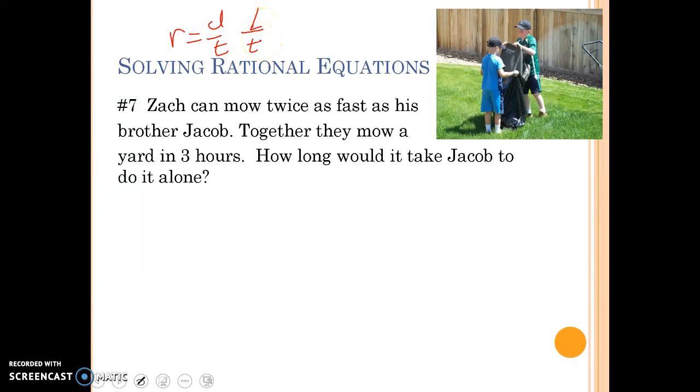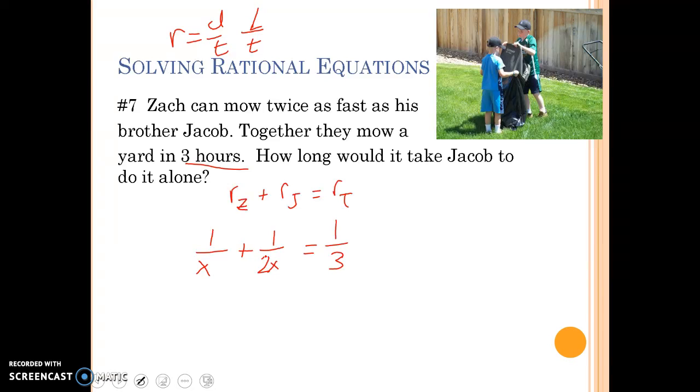And so we're going to have the rate for Zach. So I'm going to say the rate for Zach plus the rate for Jacob would equal the rate of them doing the lawn together. And together it says that they mow a lawn in 3 hours. So 1 lawn in 3 hours working together. Well, Zach can mow the lawn in a certain amount of time. Jacob can mow the lawn in a certain amount of time. But those times are different. It says Zach can mow twice as fast as his brother Jacob. So let's say Zach mows the lawn in X hours. It would take Jacob 2 times that. Twice as long as his brother Zach.